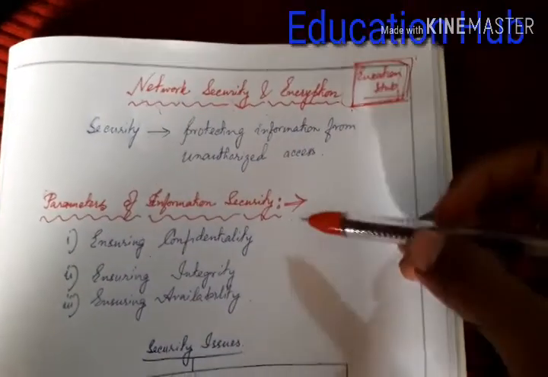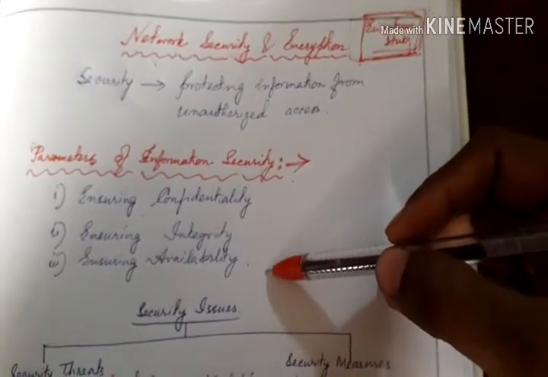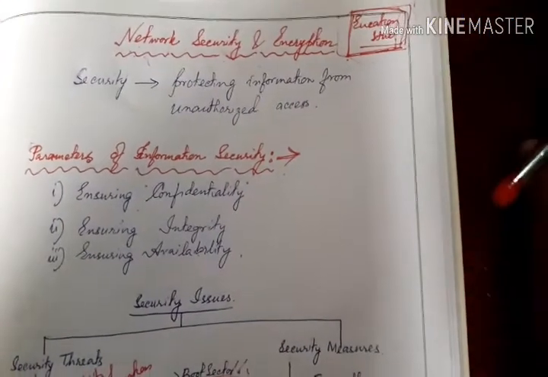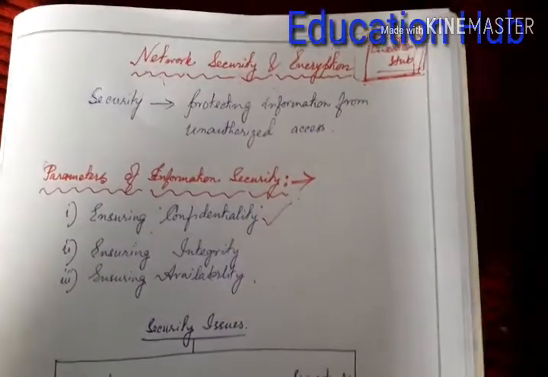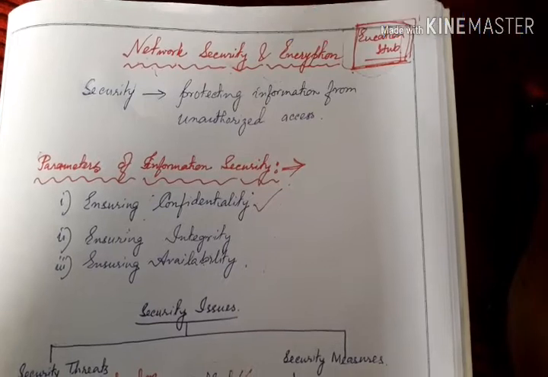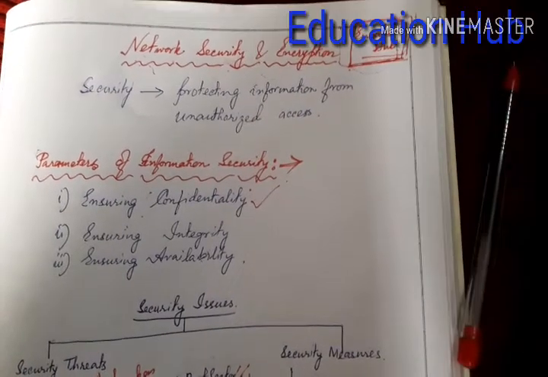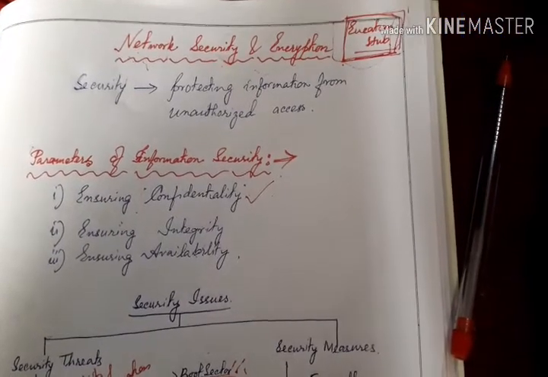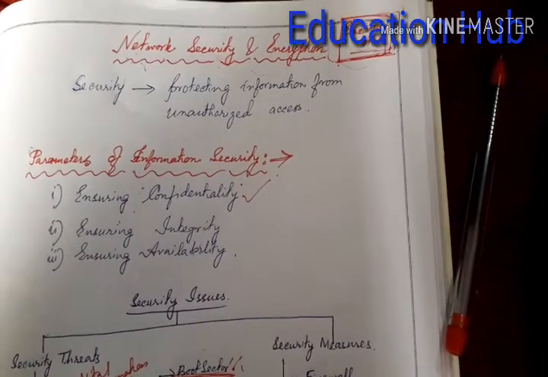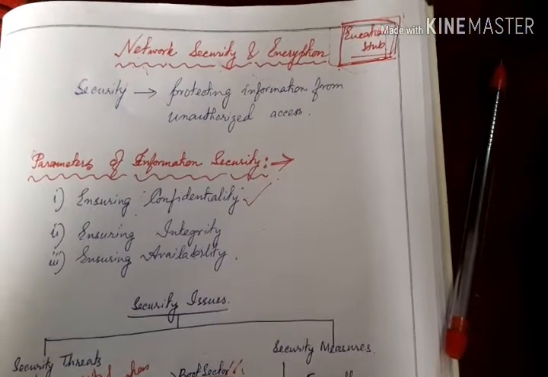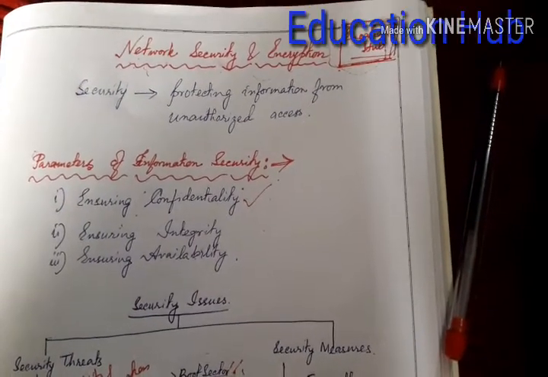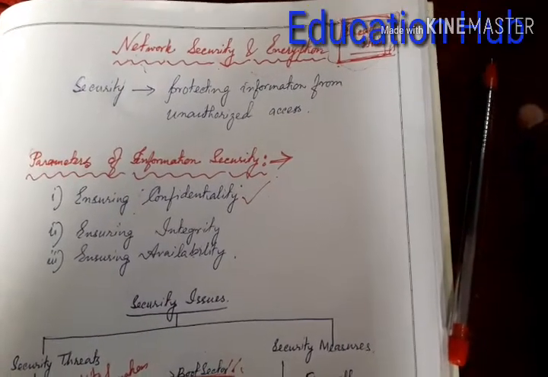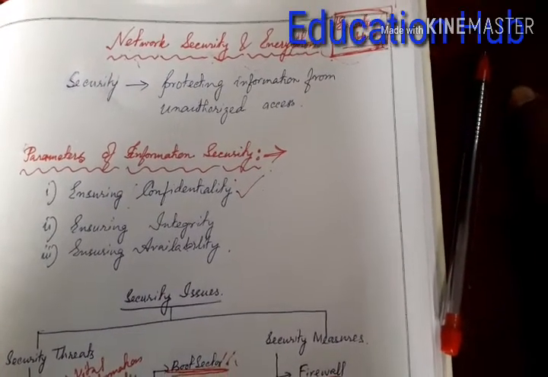Now, there are three main parameters for information security. Number one, ensuring confidentiality. What is that? Ensuring confidentiality means prevention of unauthorized disclosure of confidential information. That means whatever is our privacy, we have to secure that.